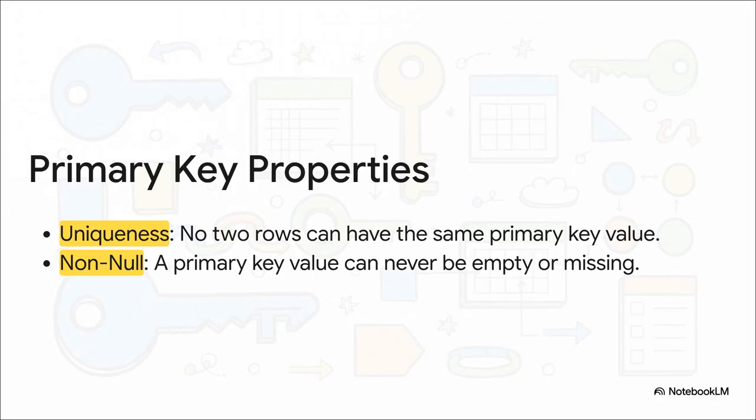So this is the really crucial part. A primary key has two rules you just can't break. First, it has to be unique. And second, it can never, ever be empty. You can't have a missing value. These two things together guarantee that every record has a stable, totally reliable identifier.